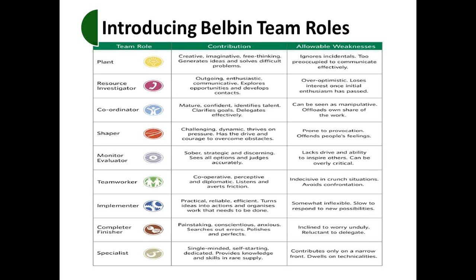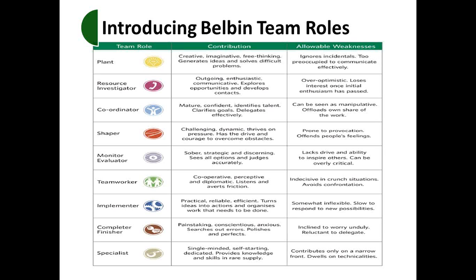Very quickly, because I'm trying to focus on recruitment for this webinar, we'll look at the roles as they're put here. The first role is a plant. Plants tend to be creative and imaginative. They generate ideas and can often solve difficult problems. However, they can sometimes ignore the incidentals, can sometimes not focus on how these problems can be resolved, and can be preoccupied and communicate less than effectively.